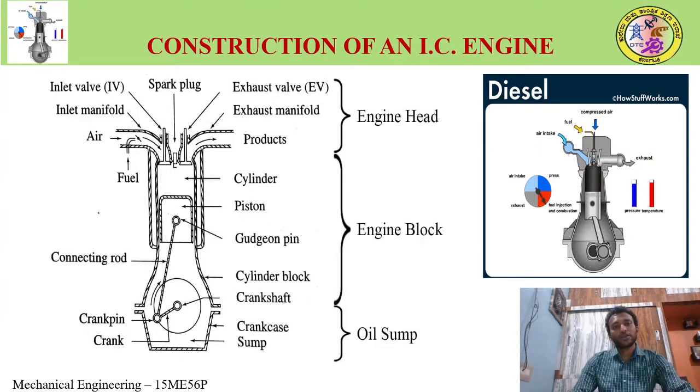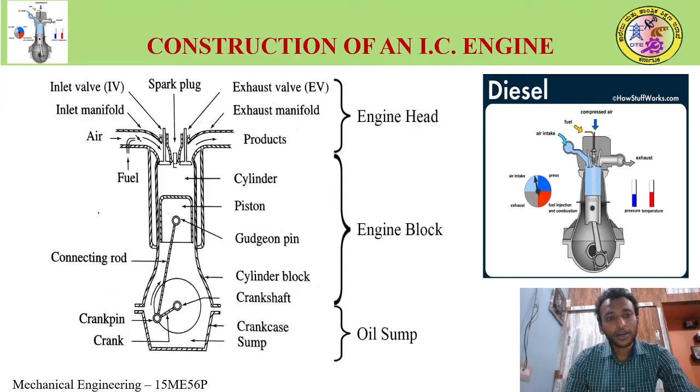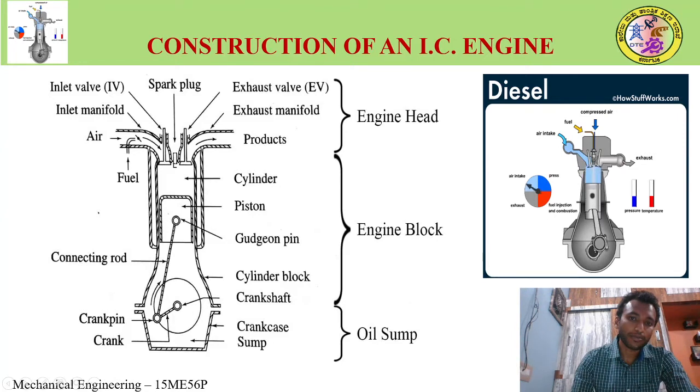Now next will be the construction of an IC engine. These are the different parts of an IC engine. There are three main divisions: at the top there is the engine head, at the center there is the engine block, and at the bottom there is the oil. At the top, in the engine head region, we can observe the valves: inlet valve, exhaust valve, and a spark plug, the air fuel inlet, and exhaust gas outlet.